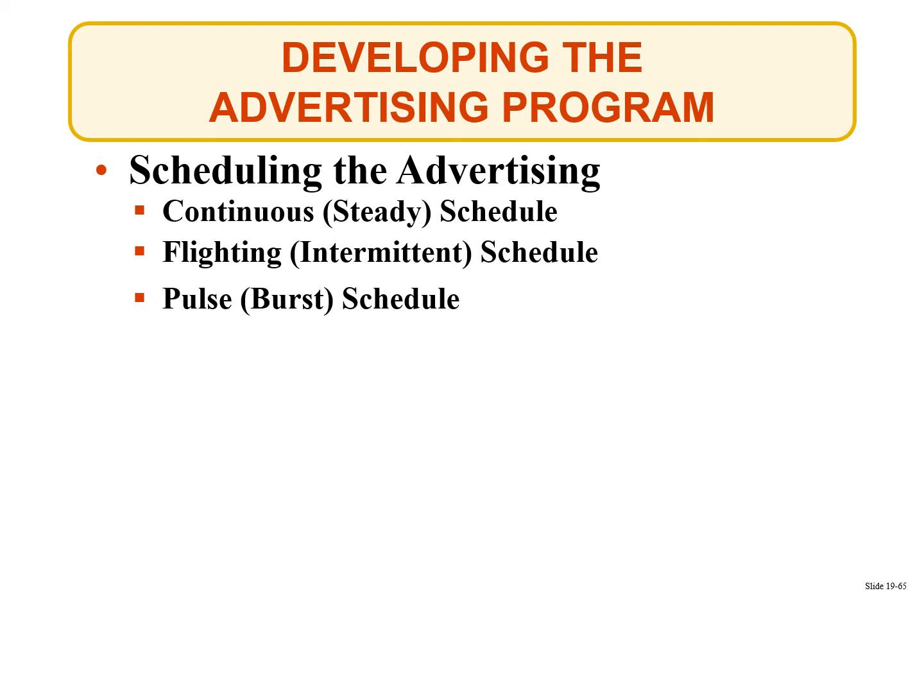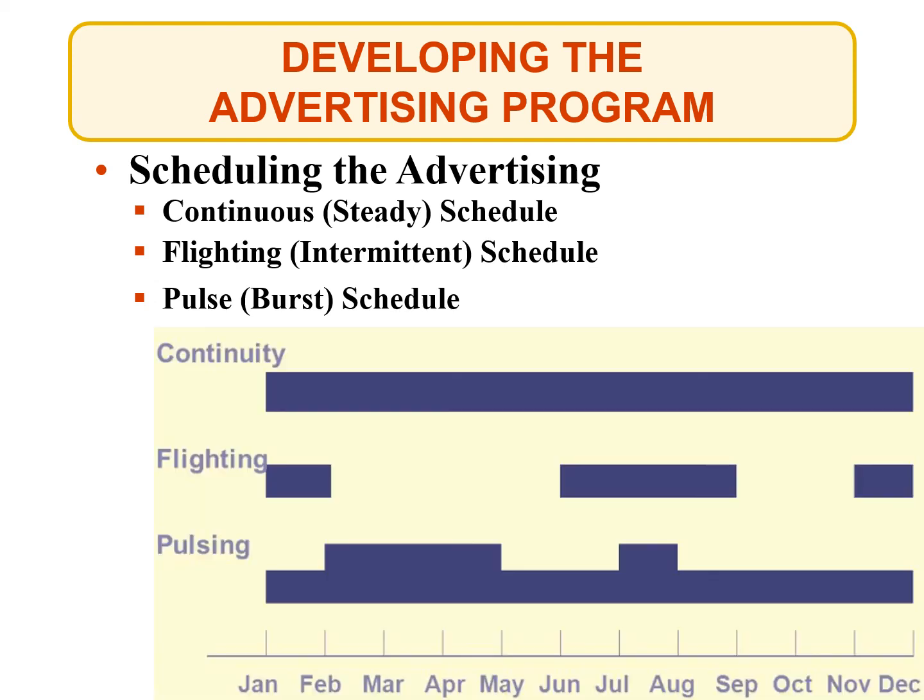When should the consumers be exposed to the advertisement? And the schedule can be of three types: continuous or steady schedule, or continuity schedule. Then we have flighting or intermittent schedule, and then we have pulse or pulsing or burst schedule. And you can see all of these here. Continuity is when you're showing a particular advertisement from January to December, for example. So on a continuous basis, this advertising is running from January to December.